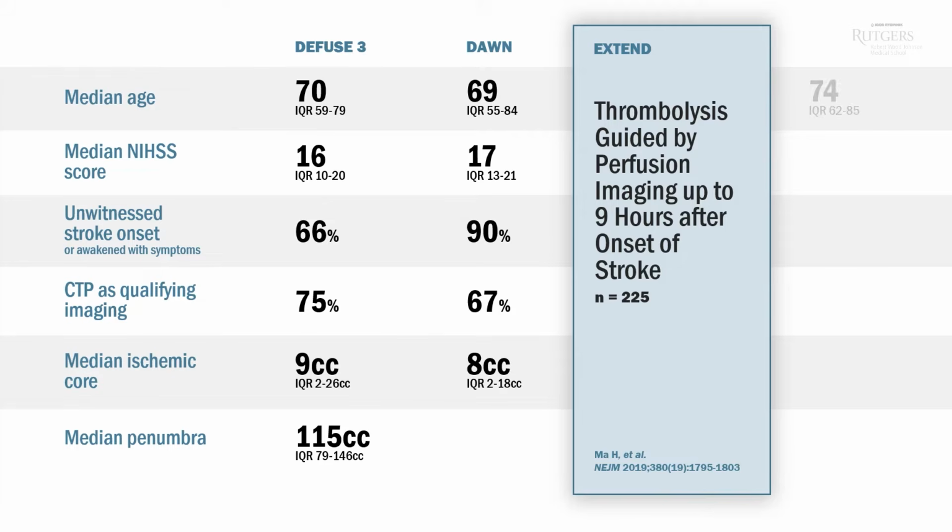EXTEND patient population was aged similarly to DEFUSE 3 and DAWN populations, but had milder strokes, median NIH stroke scale score of 12. Majority of strokes were unwitnessed, most patients were selected by CT perfusion, and ischemic cores were small. Median penumbra was 74 cc's, with a mismatch of nearly 15 times, far exceeding the pre-specified ratio of 1.2. Also, large vessel occlusion was not a requirement, but nearly 70% of patients ended up having occlusions.